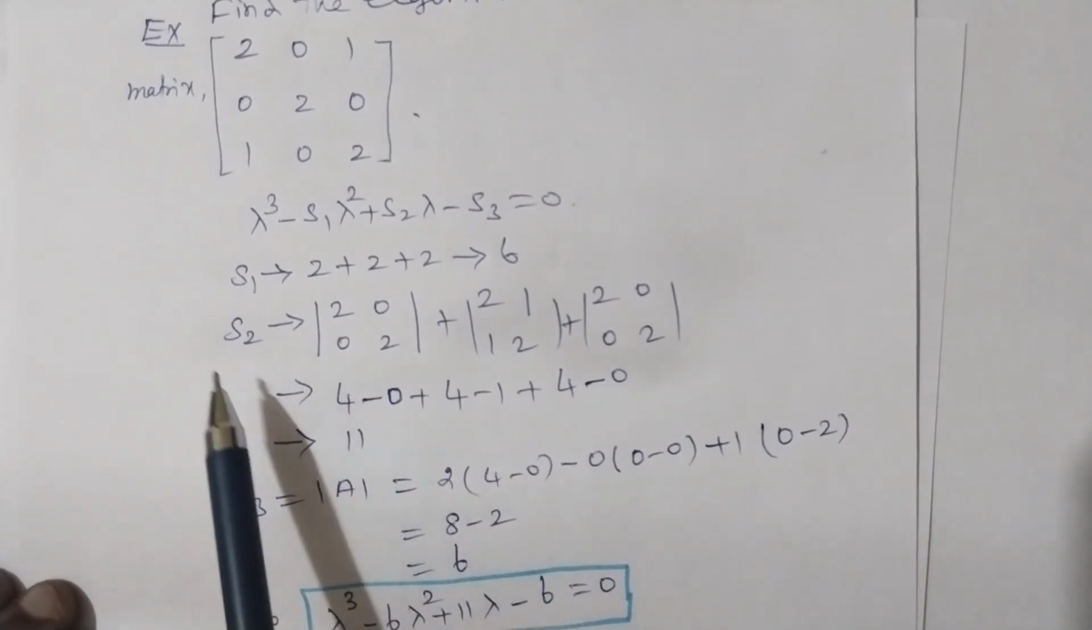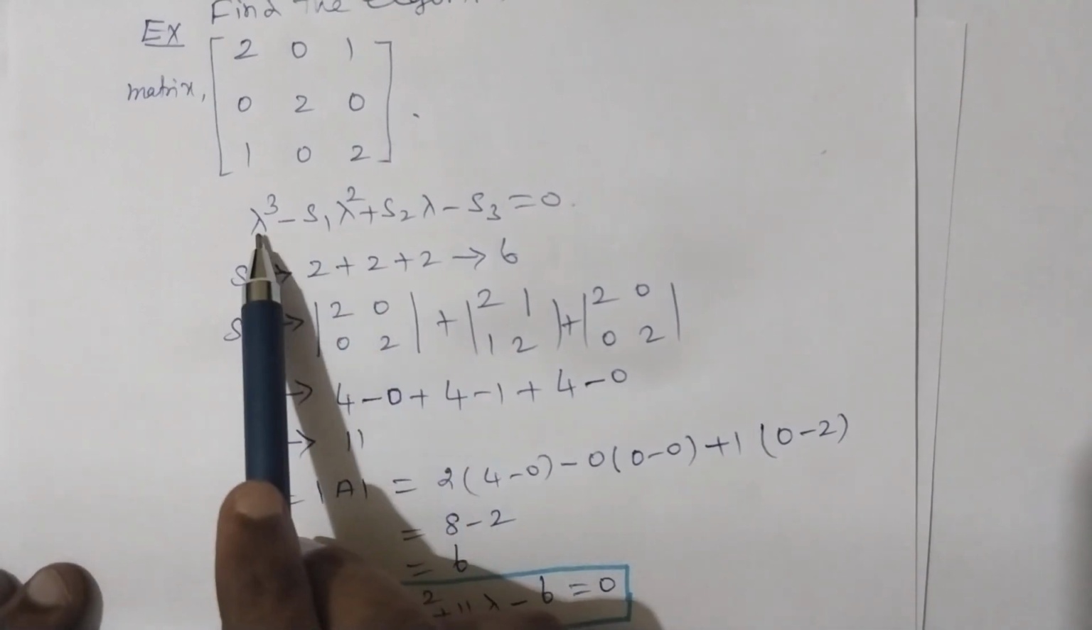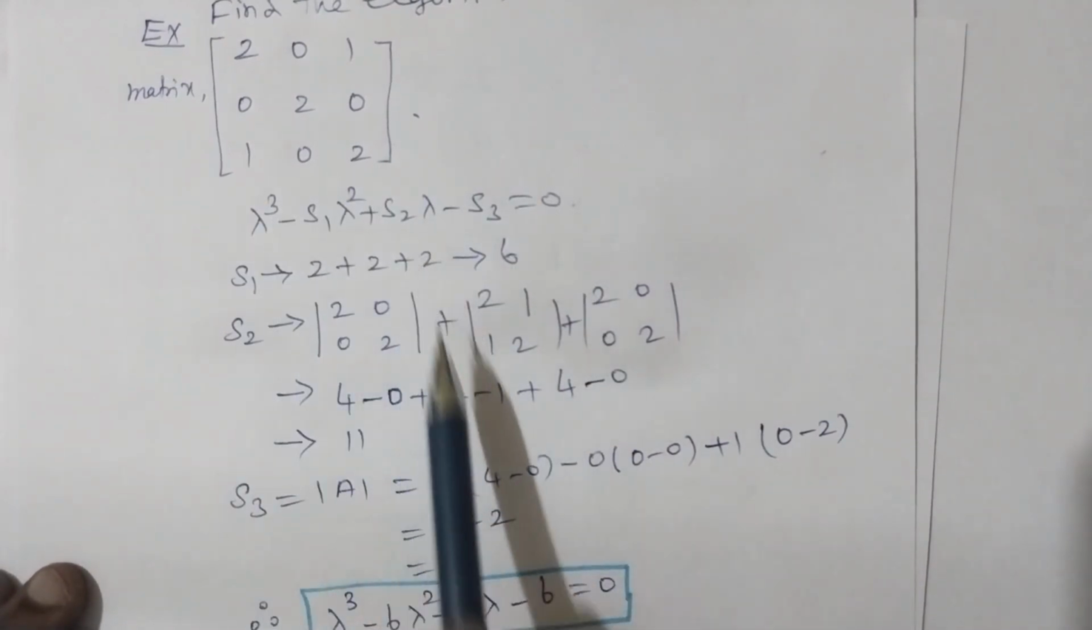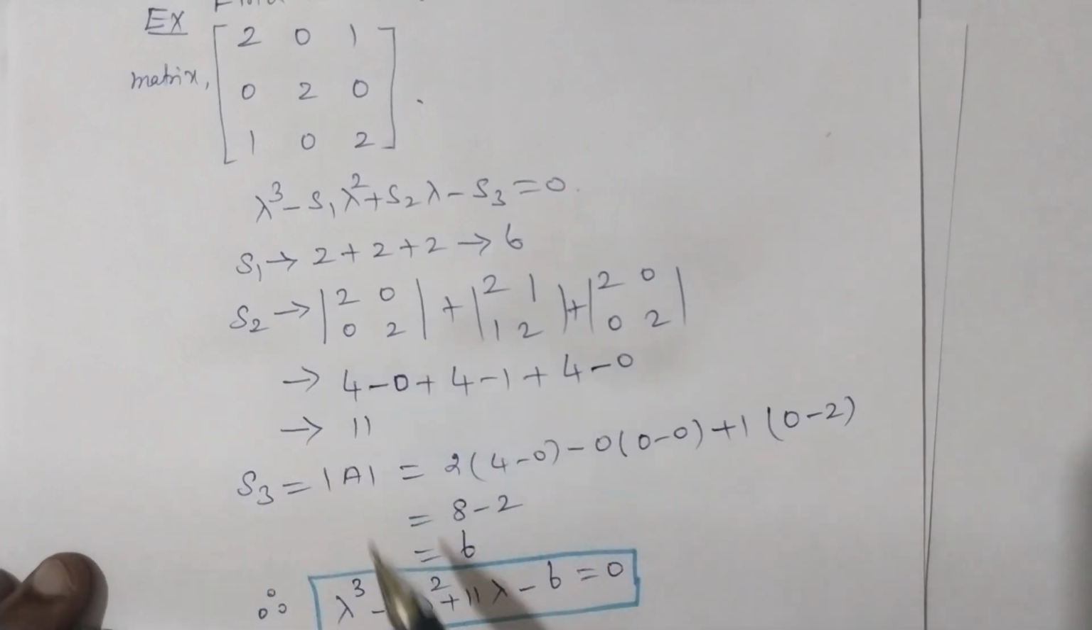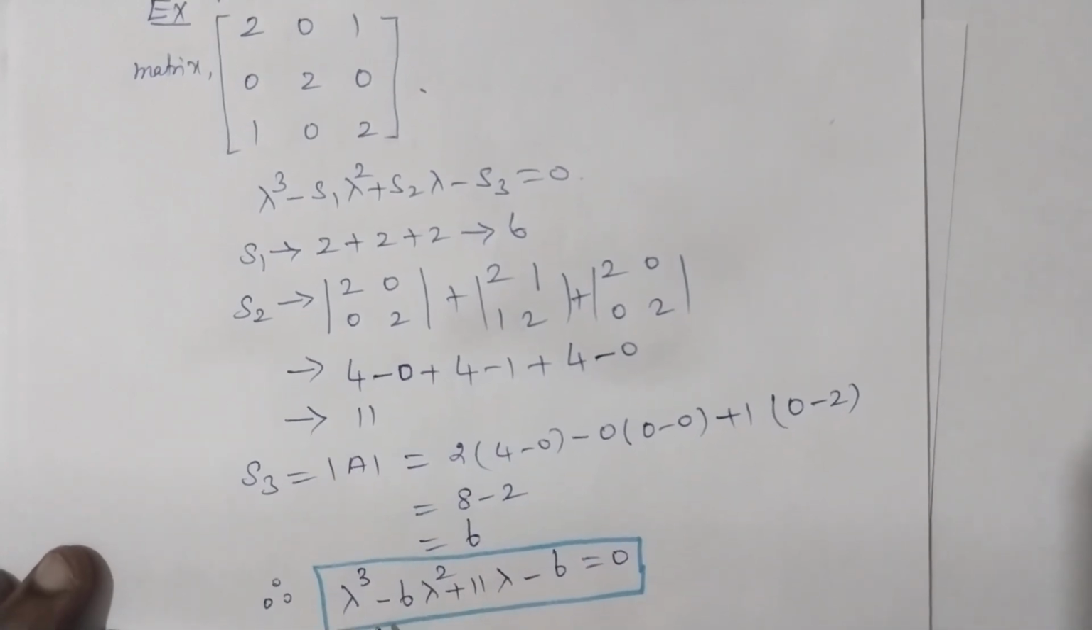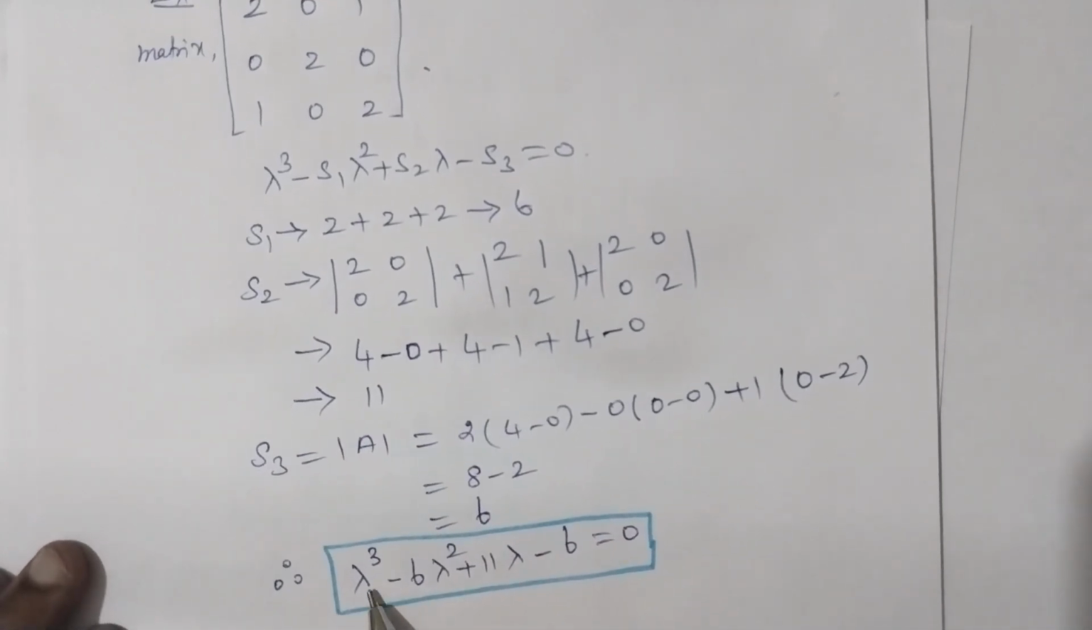After getting the s1, s2, s3 values, we apply them in the general form of the characteristic equation, and we get the characteristic equation corresponding to the matrix, that is lambda cube minus 6 lambda squared plus 11 lambda minus 6 is equal to 0.